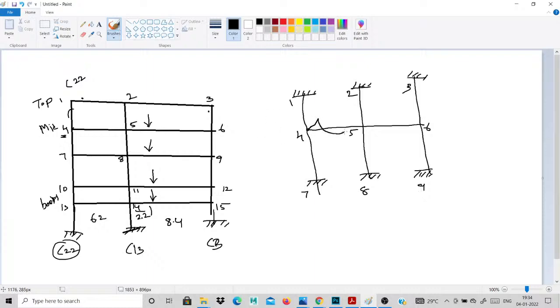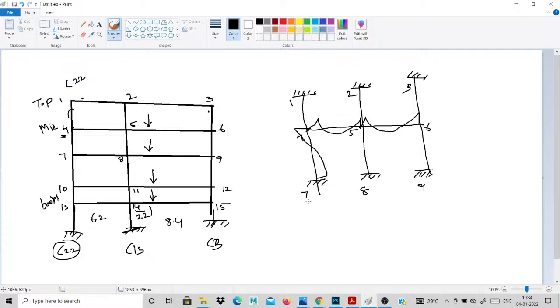This same moment will be calculated with this manual calculation. Okay, you calculated the 4, 5 moment and 5, 6 moment, and also this moment and the column moment. I take this cut section for this floor, I calculated the 4 to 5 moments and 5 to 6 moments, and using the moment distribution method, I calculated this moment.